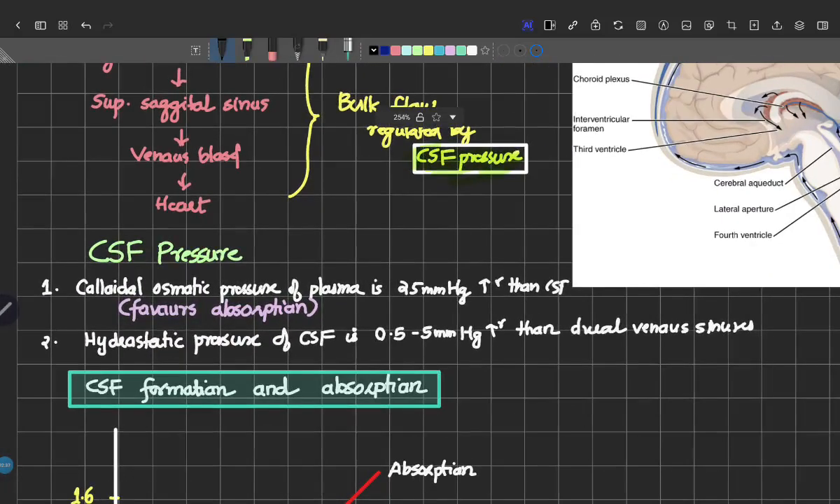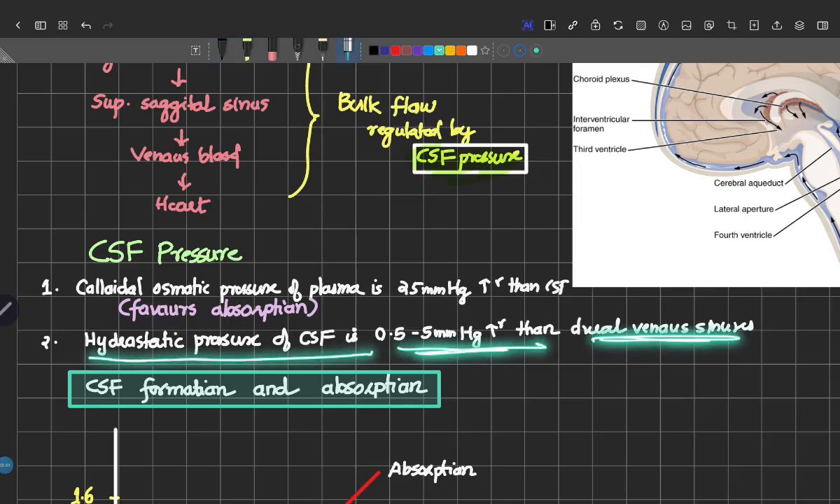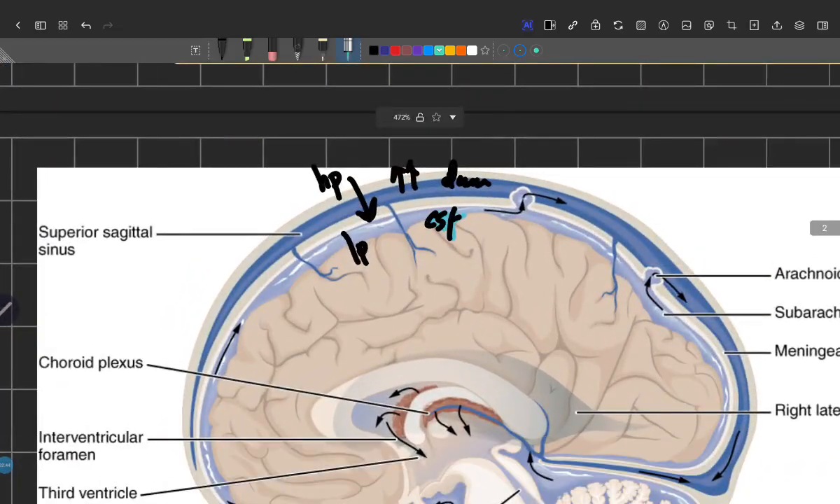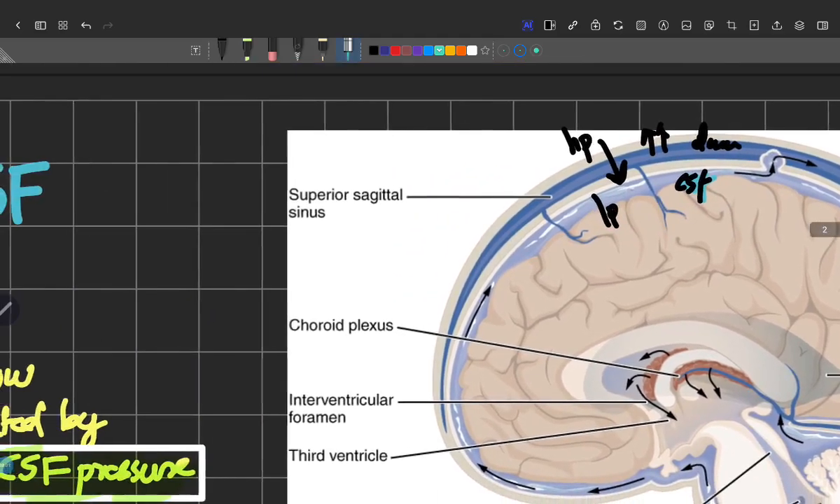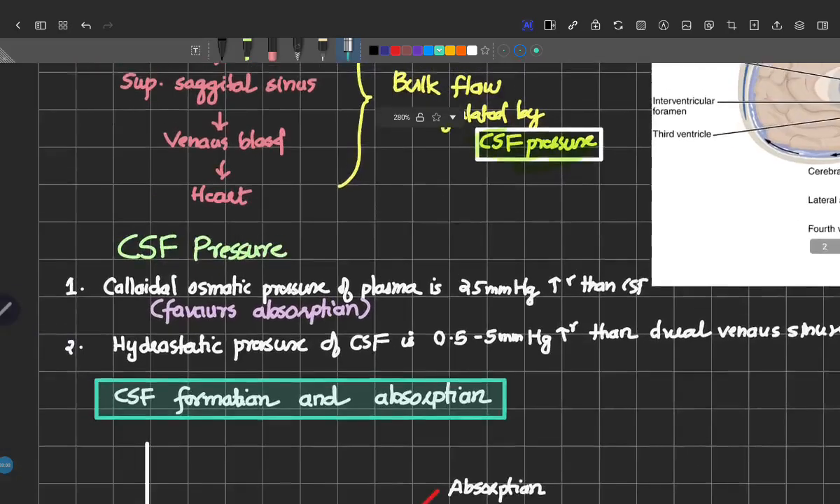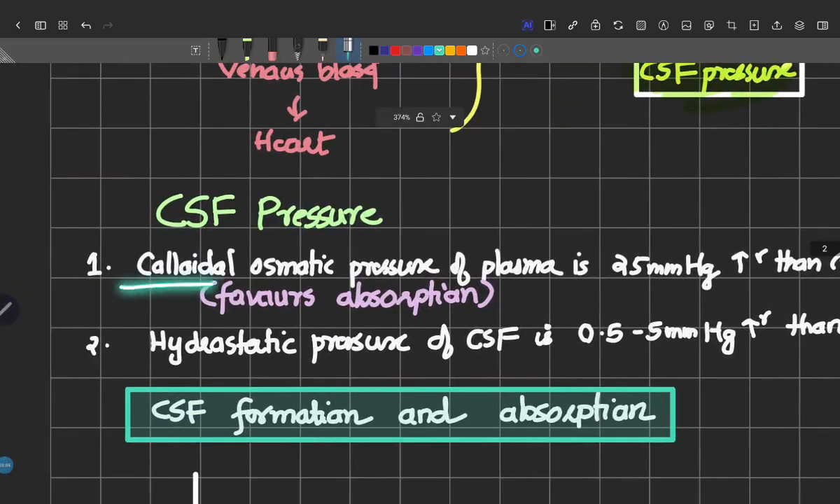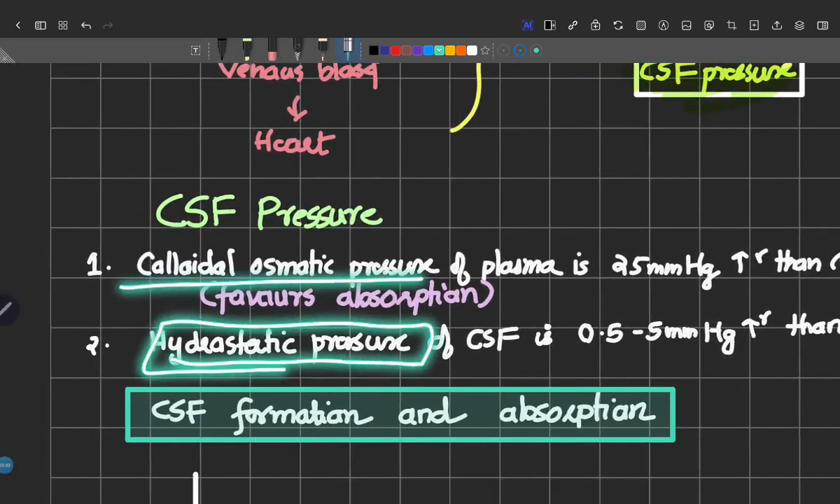Another factor is the hydrostatic pressure of CSF, which is higher than that of the dural venous sinuses. CSF in the subarachnoid space will have a higher hydrostatic pressure. So since it has a higher hydrostatic pressure, this will cause a flow out, by Starling's hypothesis. I want you to recollect that colloidal osmotic pressure and hydrostatic pressure work differently.